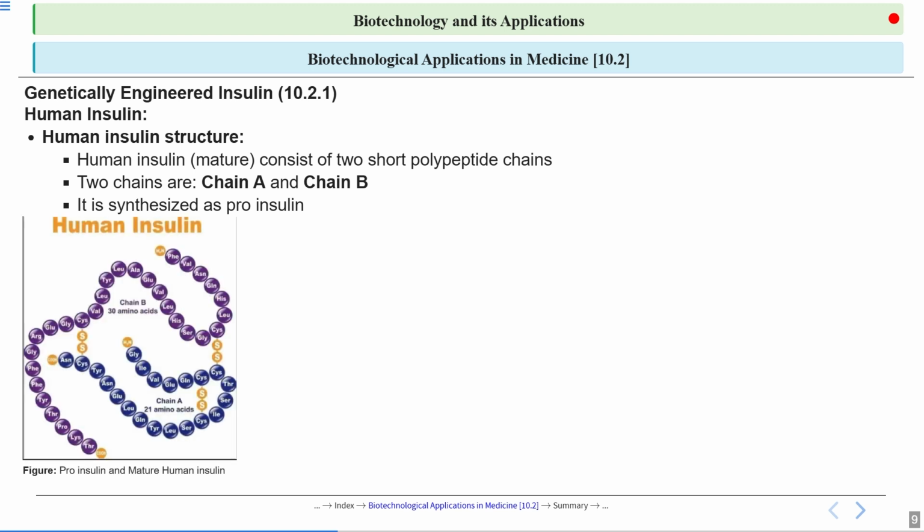So this is a human insulin. It looks like so, proinsulin and mature human insulin. This is chain A and this is chain B. Chain A consists of 21 amino acids and chain B consists of 30 amino acids. And this chain A and B have been joined together by disulfide bonds. This is the mature human insulin which can be utilized by the body.